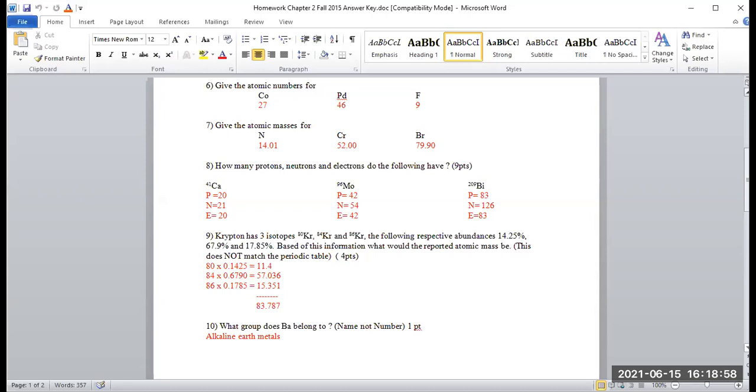For your bismuth, this was isotope 209. So 83 for protons and electrons and 126 for neutrons.